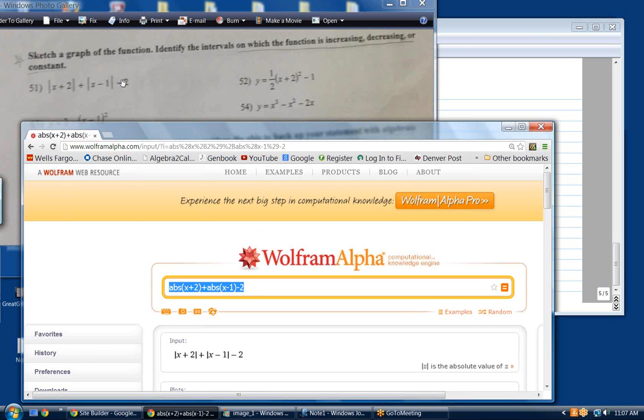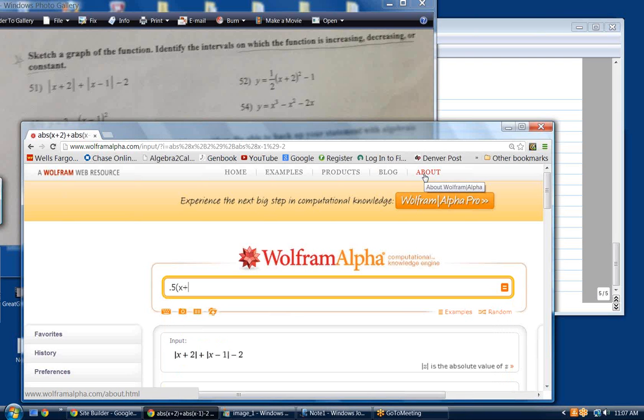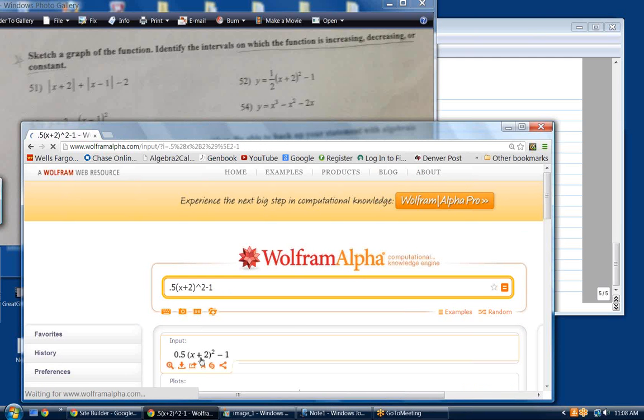Now, notice when I put it into Wolfram Alpha, I just put that whole expression, but it really is the same as this 52. In other words, if I want to put 52 in, I could say y equals all this, or I could just type in 0.5 times quantity x plus 2 raised to the 2 power minus 1. In other words, it interprets this as y equals. Okay, and that's what we're looking for.